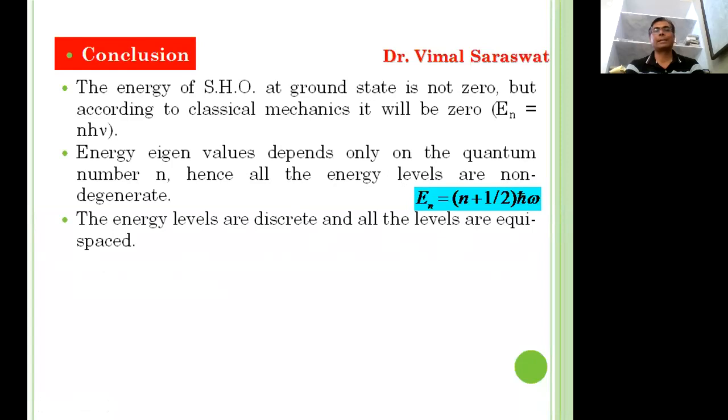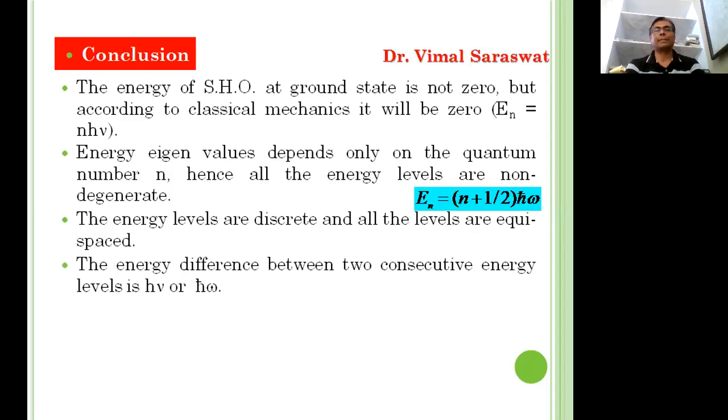The energy levels are discrete and all the levels are equispaced, because if we substitute n = 0 here, then E_0 = ½ħω. If n = 1, then E_1 = 3/2 ħω. And if n = 2, then E_2 = 5/2 ħω. So the difference between any two energy levels is constant, which is ħω. The energy difference between two consecutive energy levels is hν or ħω.